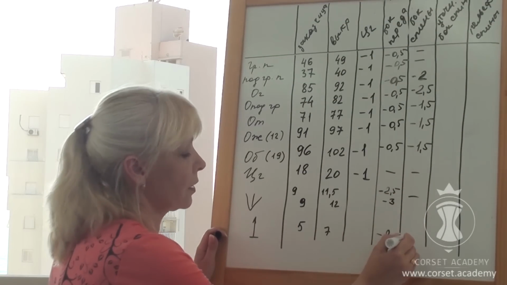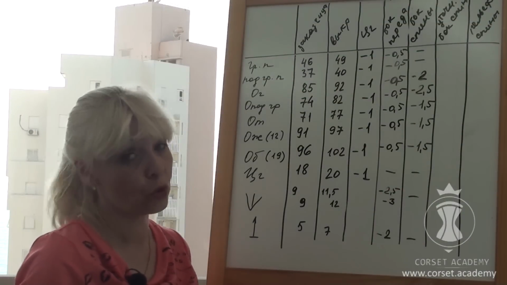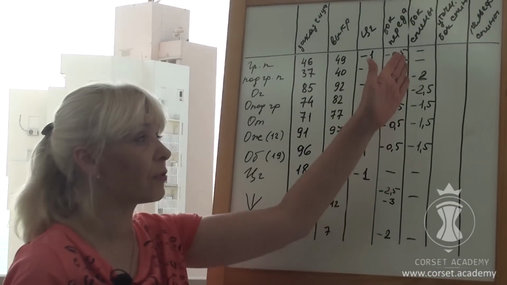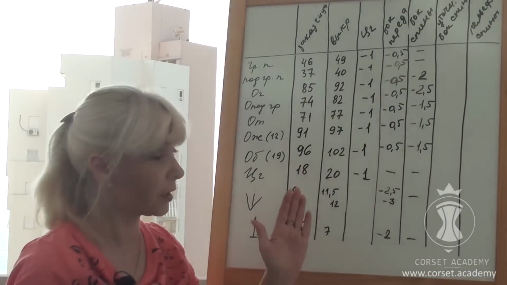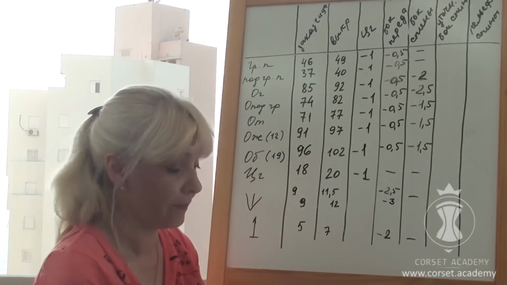Bust middle, clip, and the distance from the bust line to the neckline of the corset are not involved in the calculations of the side seam of the back. I write dashes in the table, lines 8 through 10 of column 6. Now I have all preliminary values for adjusting the side seam of the back. Let us study our calculations and analyze their results.